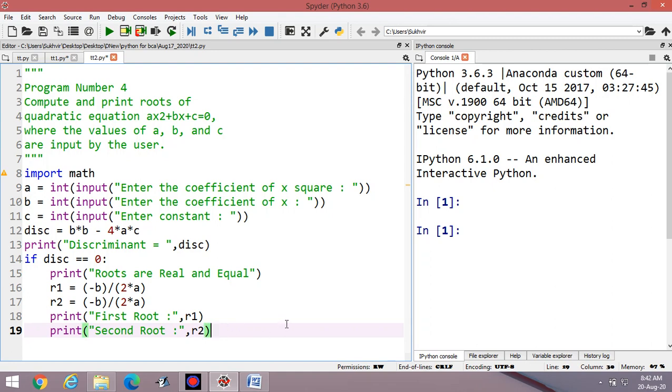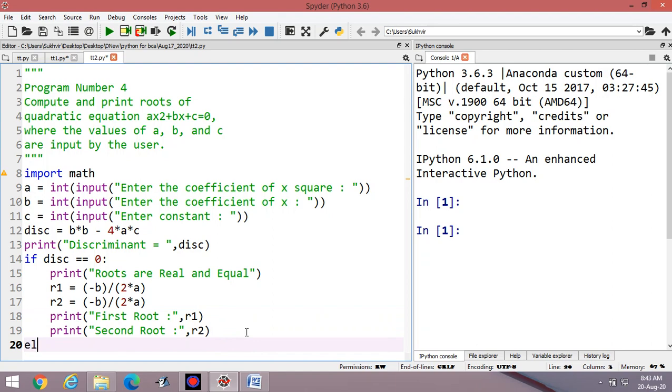It is the first block. This one is required if discriminant is equal to 0. First of all, you have to write roots are real and equal. Second step, you can calculate the value of R1. Then you have to calculate the value of R2. Then printing of R1 and then printing of R2. These are the important steps.